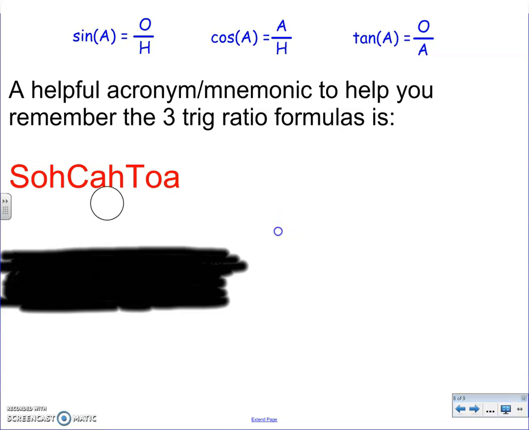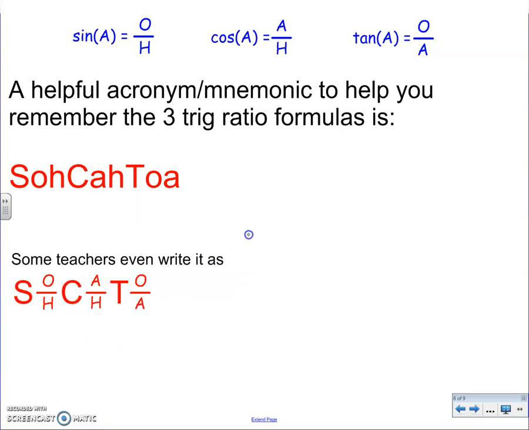Some teachers even do this. Here's the newer way of writing it. They write it with the fractions. They still say SOHCAHTOA, but now S is equal to the fraction O over H, C is equal to the fraction A over H, T is equal to the fraction O over A. Again, make sure you know that after sine, cosine, tangent, there must be an angle. You don't just have sine of a fraction. It's sine of an angle equals a fraction. Cosine of an angle equals a fraction. Tangent of an angle equals a fraction.